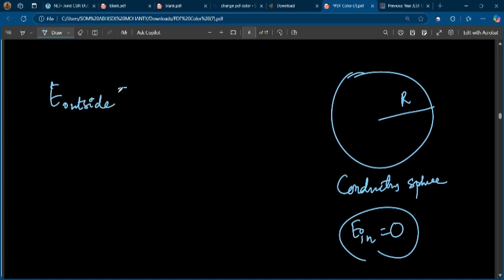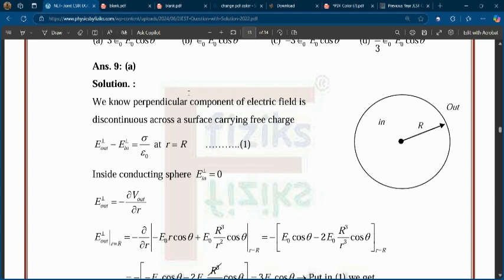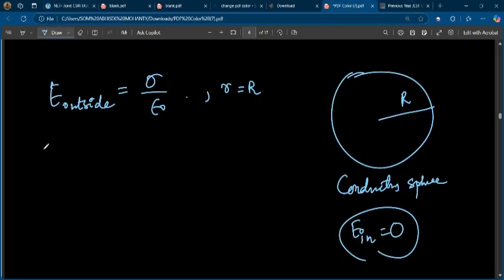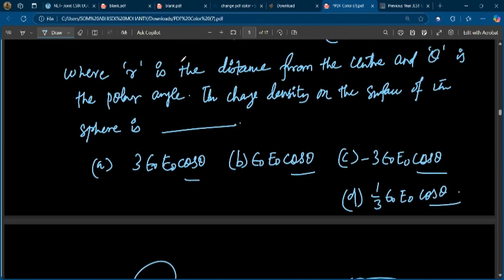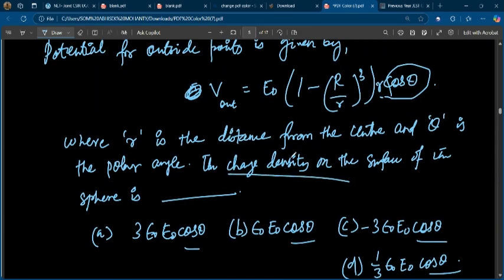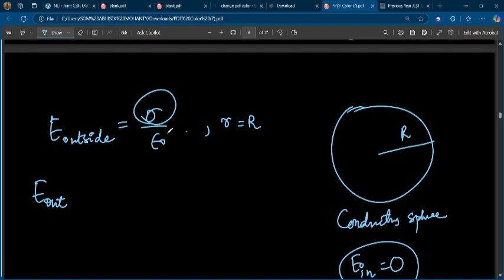What is the formula for electric field outside? It is sigma by epsilon naught, at r equal to R, outside or on the sphere. We need sigma, the charge density on the surface of the sphere, as asked in the question. So E surface is sigma by epsilon naught.